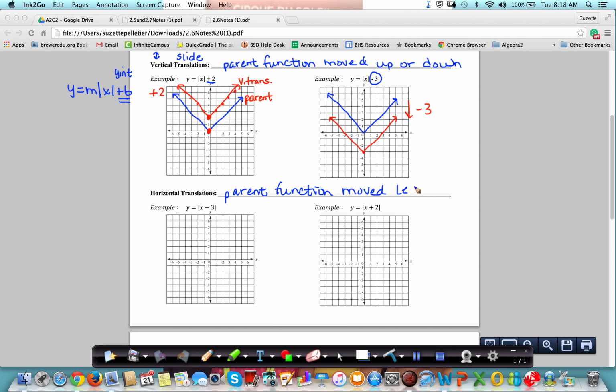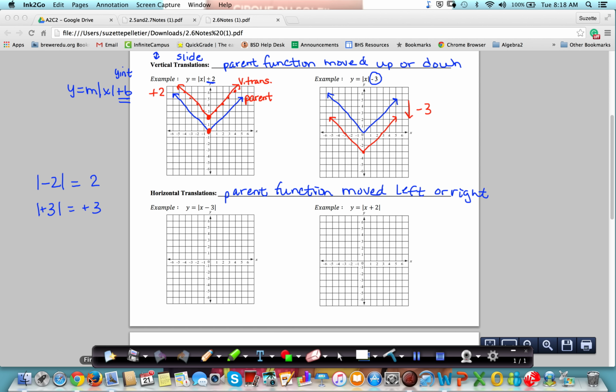Moved left or right. Okay, parent function moved left or right. Now, you're going to notice that in this particular case, these were absolute values that we were moving left or right, or up and down. Here's something very, very tricky about the absolute value. If it's -2 within the absolute value, the absolute value of -2 is 2. If it's 3 positive in the absolute value, it's 3 on the outside.